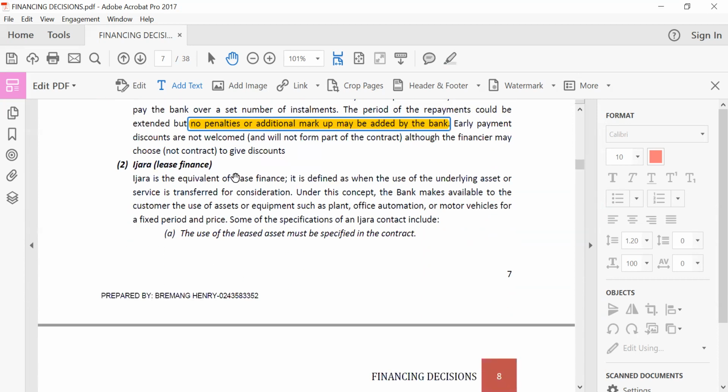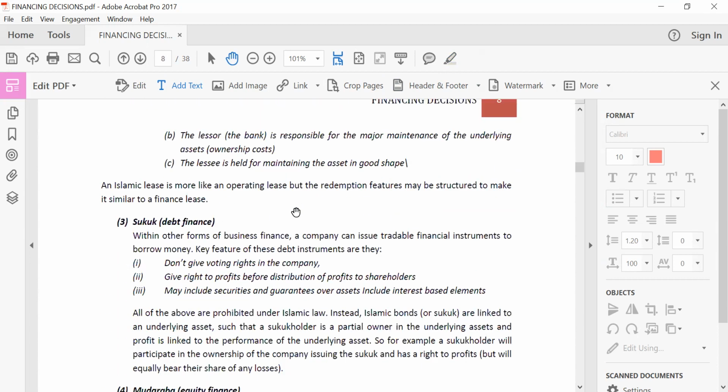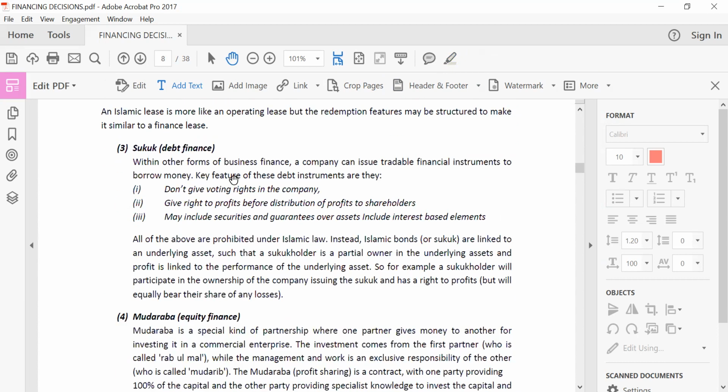We go to the next one, Ijara. Ijara acts just like leases. Ijara is the equivalent of lease finance. So I think we are going through leases, and guys, I would want you to read on that.